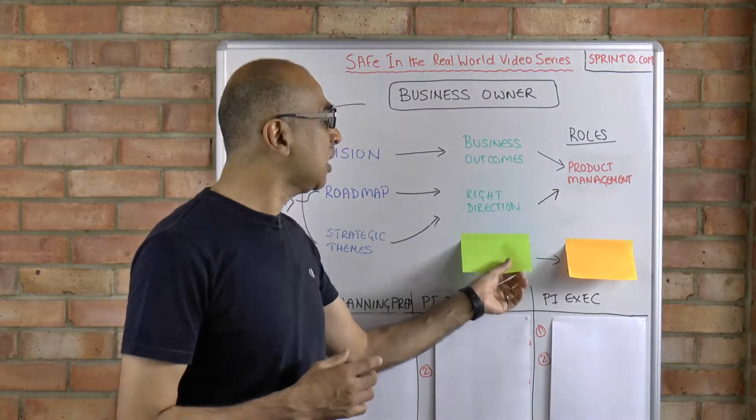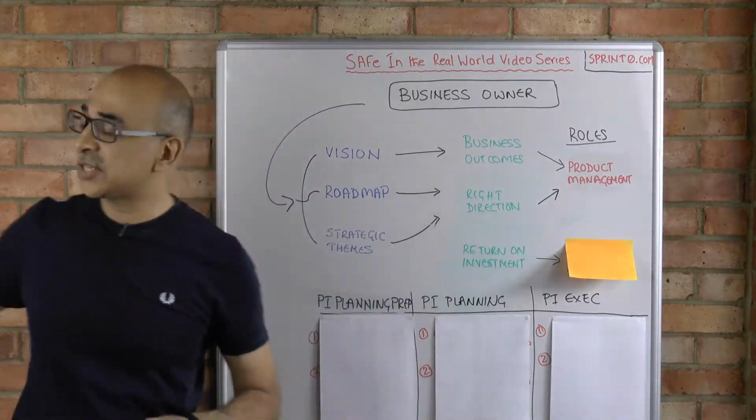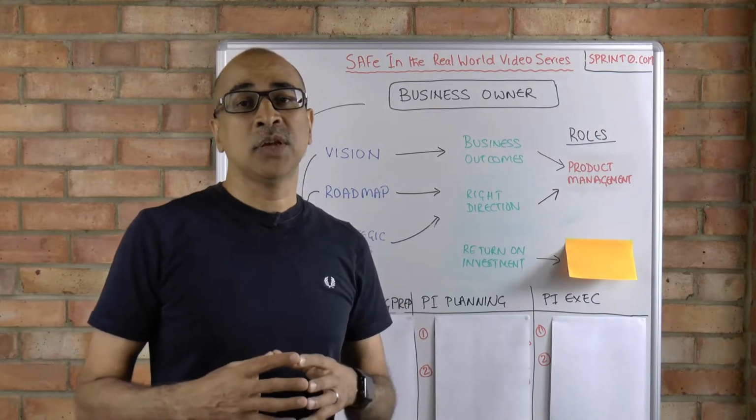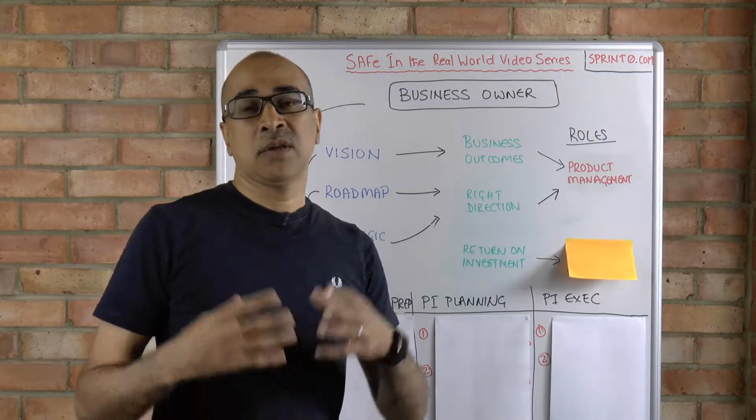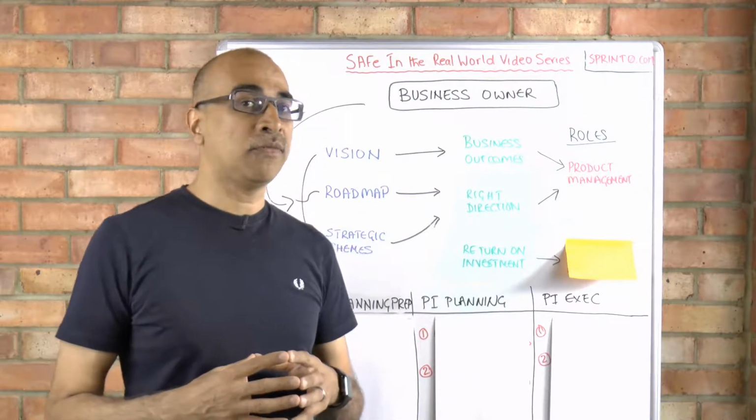And then finally, they would also be supporting to make sure that the Agile Release Train has a sufficient return on investment. So the features that you're building are obviously going to cost you money, and what is the overall investment of that?